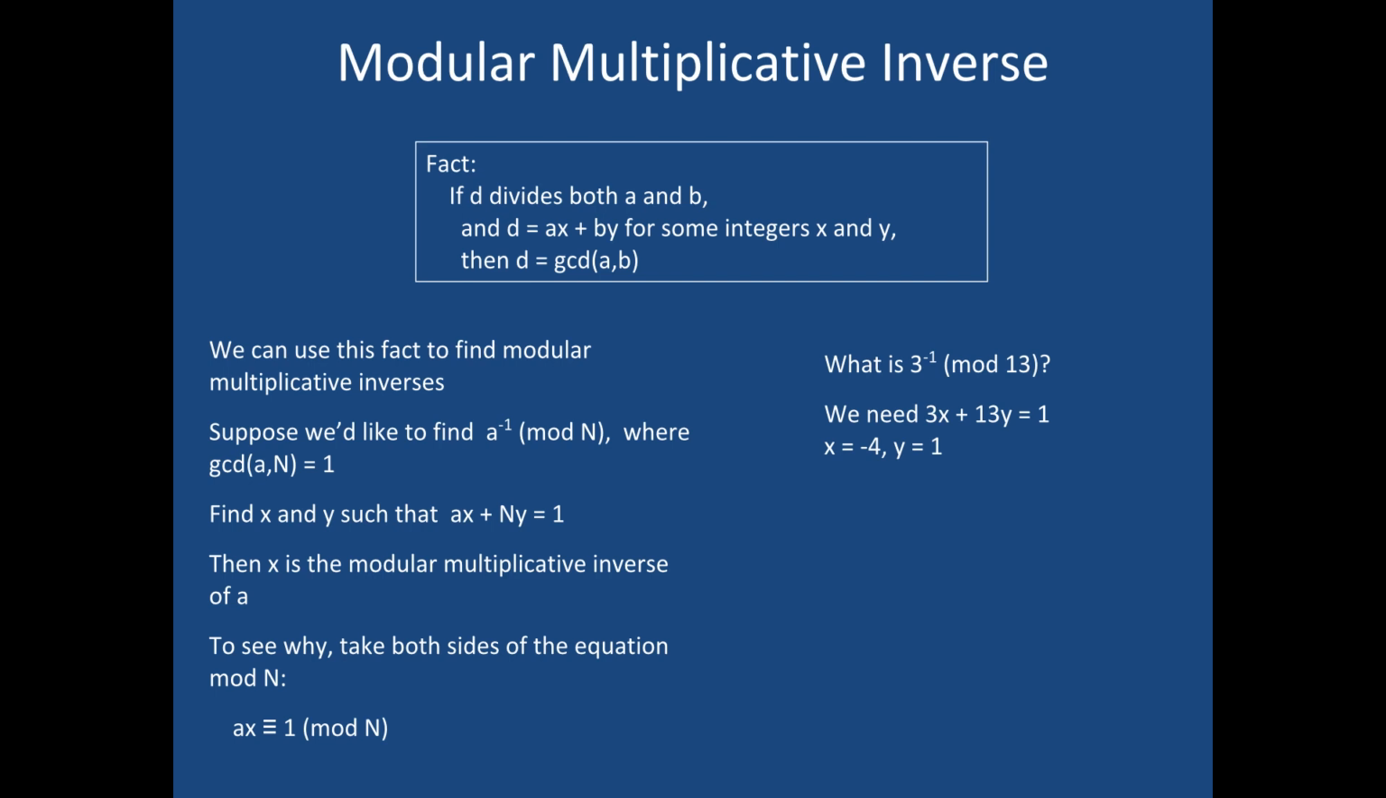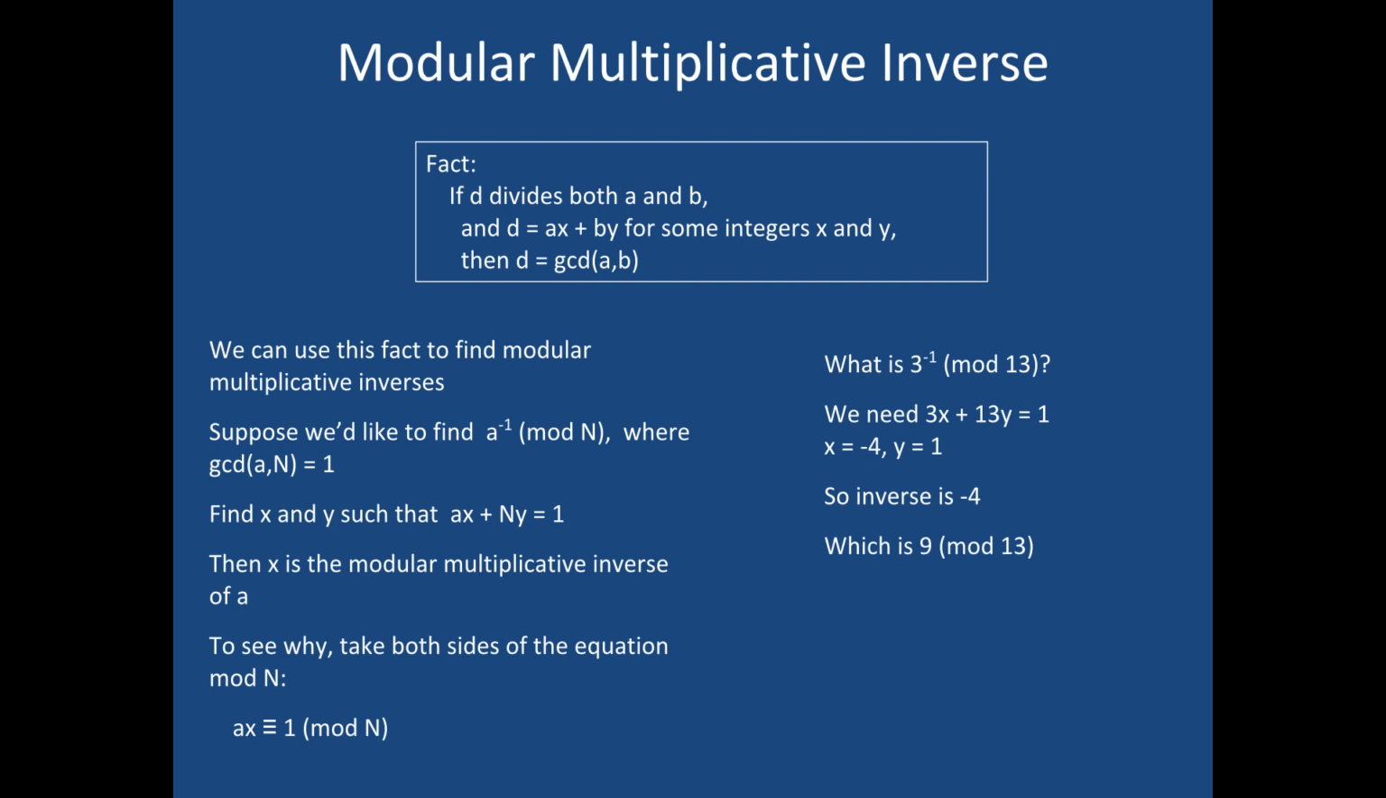Okay, let's try that out. What's negative 4 times 3? Negative 12. Let's add 13 to it to get it into the right range. You get 1. So negative 4 is the inverse. But we always want to write things in the range from 0 to n. So let's add 13 to that, and we get 9. So 9 is the inverse.